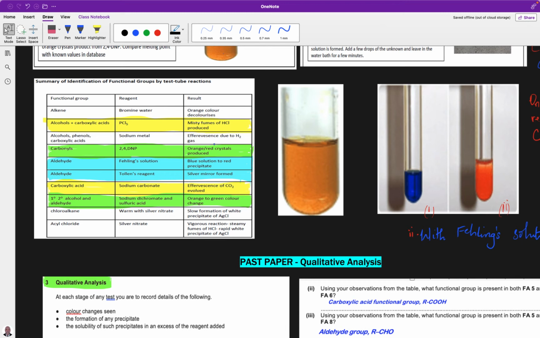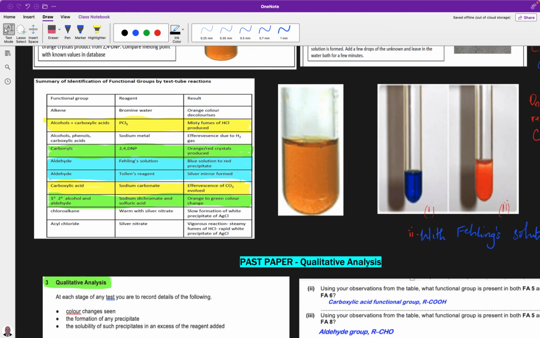Alcohols, phenols and carboxylic acids, when reacted with sodium metal, give effervescence. Hydrogen gas is being produced. You can even test this using, as I said, a lighted splint, which will give a pop sound. That is a test for hydrogen gas.